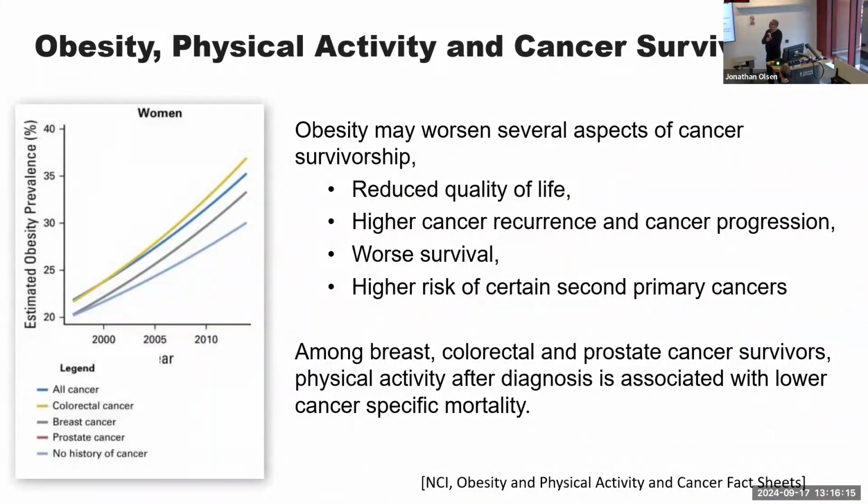So it turns out that obesity and gaining weight during survivorship is not great for outcomes. Obesity seems to worsen several aspects of cancer survivorship: reduced quality of life, higher recurrence and cancer progression for some cancers, worse survival, higher risk of certain second primary cancers. And amongst breast, colorectal, and prostate cancer survivors, physical activity after diagnosis is associated with lower cancer-specific mortality. So we see post-diagnosis that physical activity and adiposity are important factors of the survivorship story. We have an impact of obesity both on incidence and then the lived experience of cancer survivorship, chances of progression, and outcomes of progression and death.